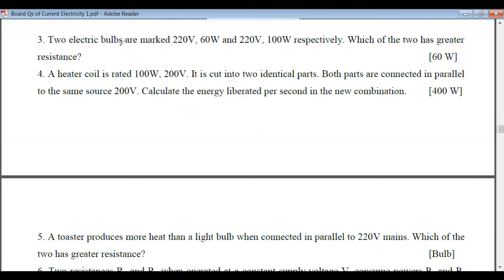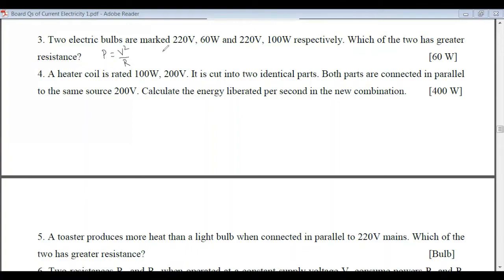Question number 3 is: two electric bulbs are marked 220 volt, 60 watt and 220 volt, 100 watt respectively. Which of the two has greater resistance? Now here the power of the two bulbs is different. So we know that power is equal to V square upon R, as the supply voltage is the same. So here we use the formula P is equal to V square upon R.